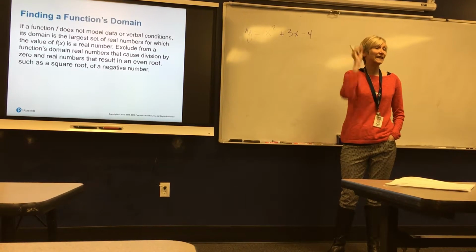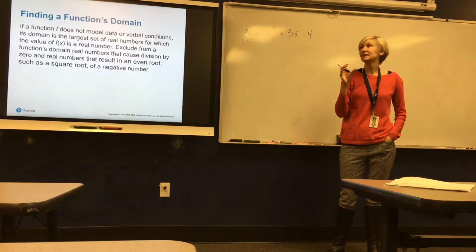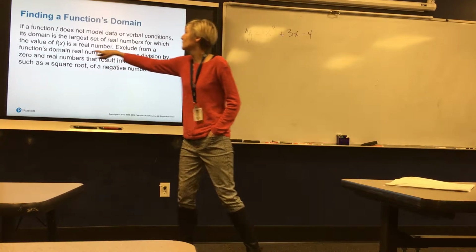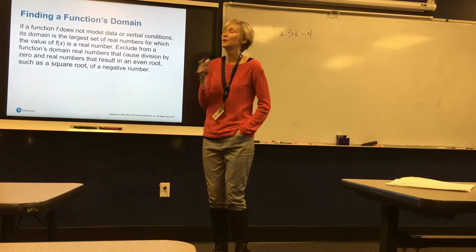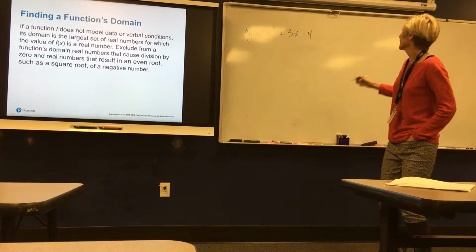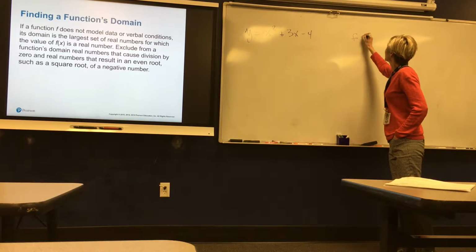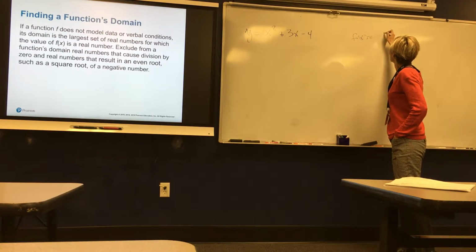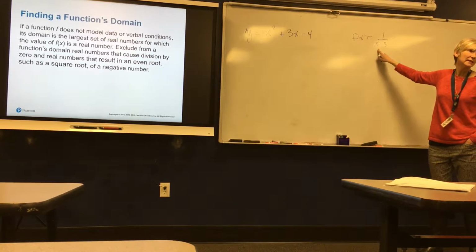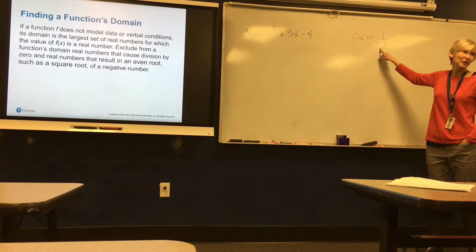We're only plugging in real numbers. There are some exclusions. You cannot include in a function's domain real numbers that cause division by 0. We did that in 1010. If you have something like this, you can't just pick any number you want because you have a rational expression there, a rational function, and you have to worry about what would make that 0.